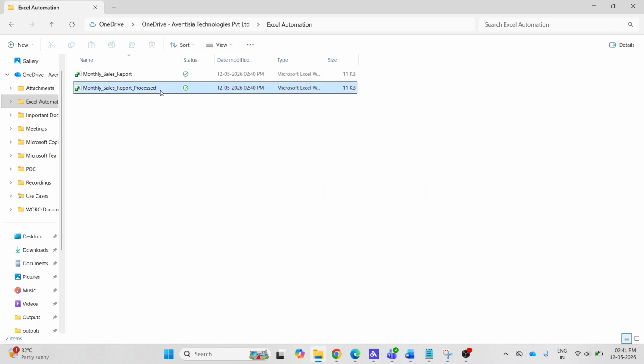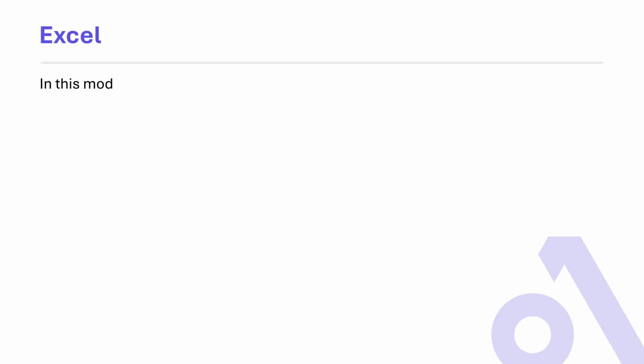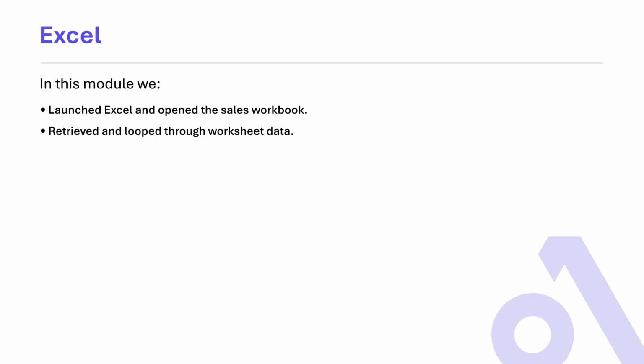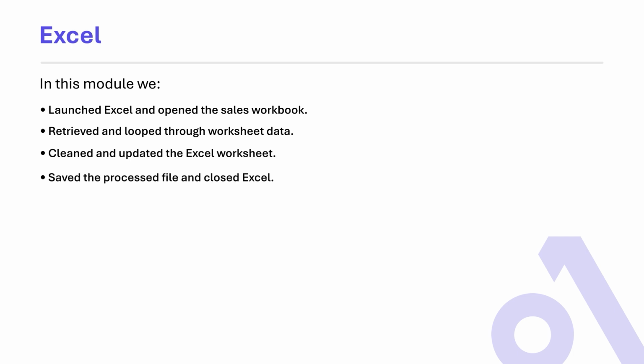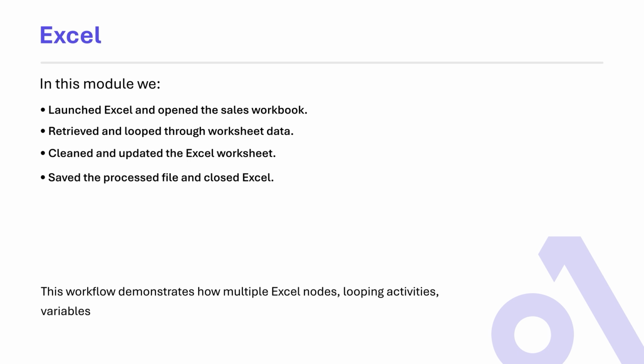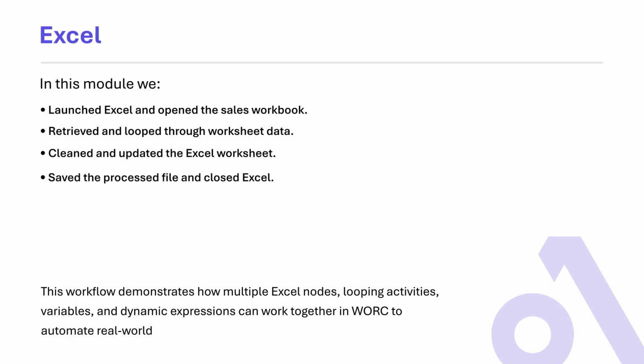In this module, we launched Excel and opened the sales workbook, retrieved and looped through worksheet data, cleaned and updated the Excel worksheet, saved the processed file and closed Excel. This workflow demonstrates how multiple Excel nodes, looping activities, variables, and dynamic expressions can work together in Worc to automate real-world Excel processing scenarios efficiently and reliably.